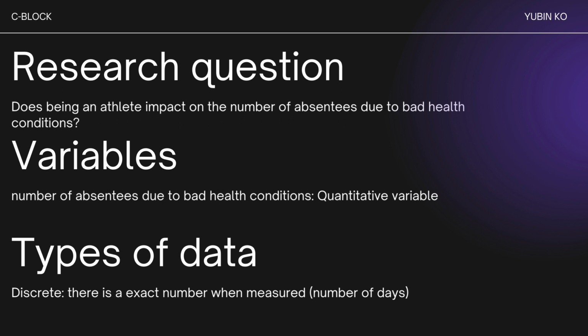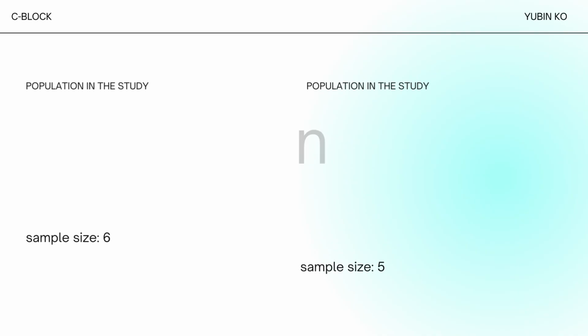My research question is: does being an athlete impact the number of absentees due to bad health conditions? The variable is the number of absentees due to bad health condition, which is a quantitative variable, and the type of data is discrete as there is an exact number when measuring the variable, which is the number of days.